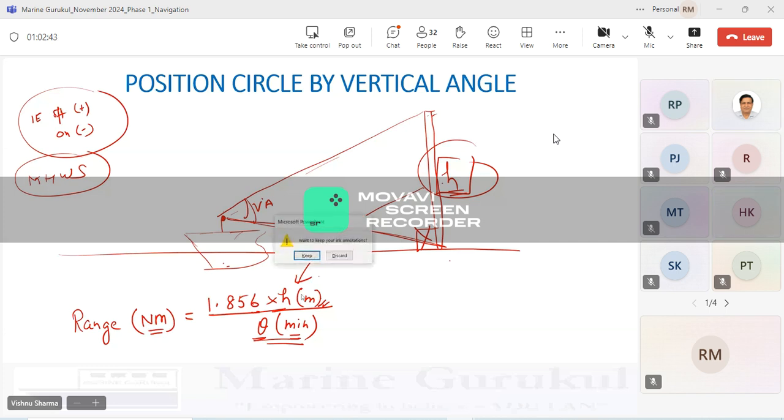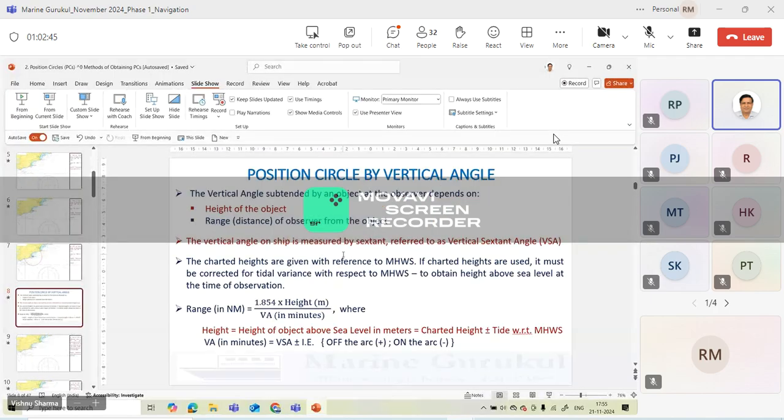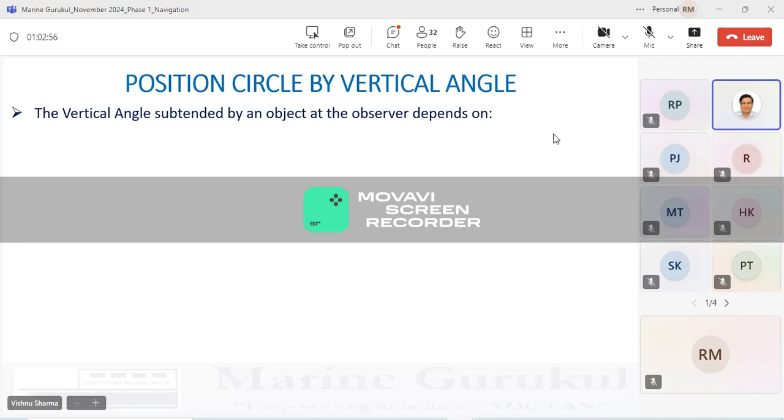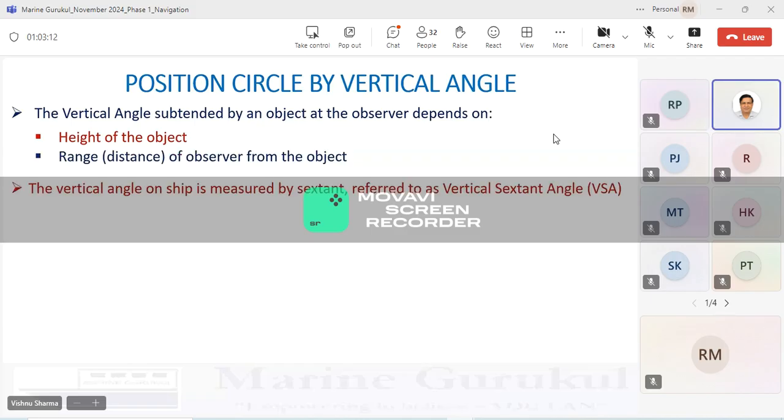Guys, let me show you what is there on the slides. Here on my slide, it's 1.854. Doesn't matter whether you take 1.856 or 1.854, it's okay. The vertical angle subtended by an object at the observer, I have already explained to you, depends on two things: one, the height of the object, and two, the distance of the observer from the object. The vertical angle on the ship is measured by the sextant, and what you measure with the sextant is called the vertical sextant angle.